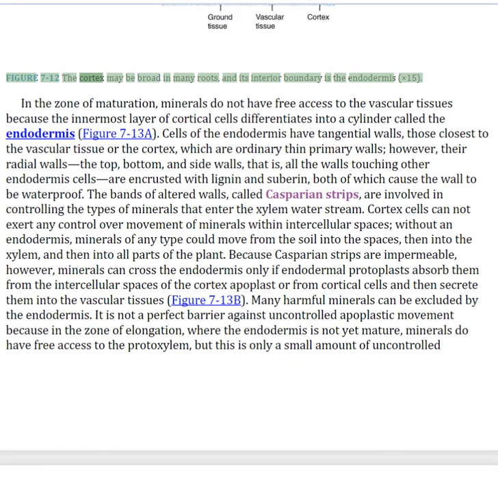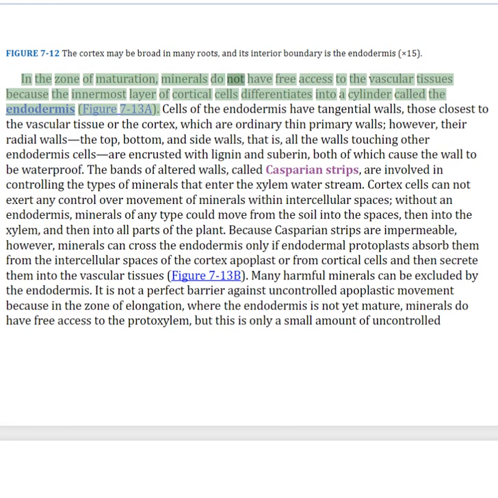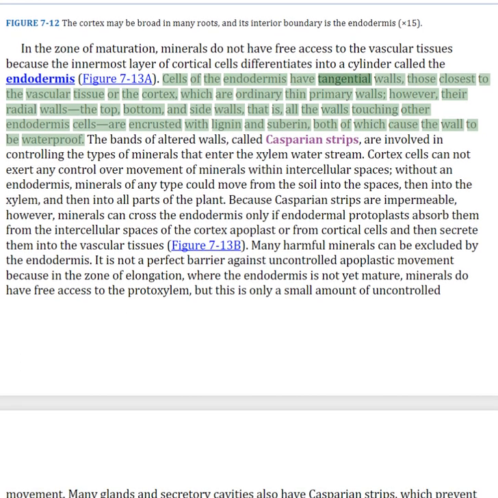Figure 7.12. The cortex may be broad in many roots, and its interior boundary is the endodermis. In the zone of maturation, minerals do not have free access to the vascular tissues because the innermost layer of cortical cells differentiates into a cylinder called the endodermis. Cells of the endodermis have tangential walls, those closest to the vascular tissue or the cortex, which are ordinary thin primary walls. However, their radial walls, the top, bottom, and side walls, that is, all the walls touching other endodermis cells, are encrusted with lignin and suberin, both of which cause the wall to be waterproof.